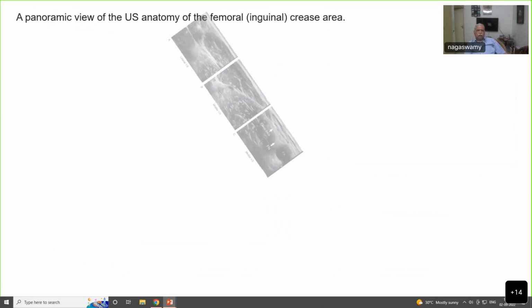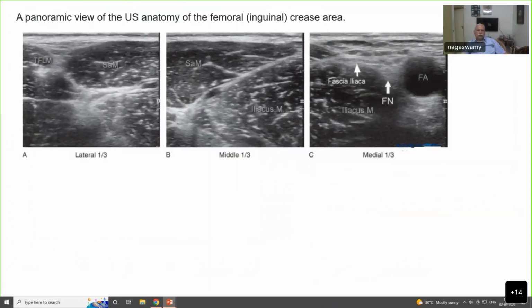So a panoramic view of the ultrasound anatomy: see, this is the lateral one-third, middle one-third and medial one-third of the thigh. The tensor fascia lata muscle is there. Then there is the sartorius muscle in the lateral one-third. When you come to the middle third, the tensor fascia lata disappears. You get the sartorius and the iliacus muscle. And when you come a little more medial, you find the femoral nerve, the femoral artery, and the iliacus muscle and fascia iliaca there.